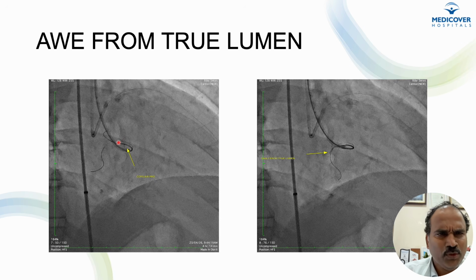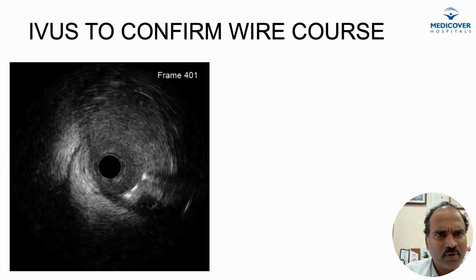And then the true lumen wire was exchanged to Gaia Next 2, after placing, I think this is probably, a Turnpike LP or Corsair. So after placing the Turnpike LP or Corsair into this, the wire was exchanged to Gaia Next 2, and then perforated back into the false lumen down. So you can see that is what I'm doing. This is a Gaia 2 which came back into the false lumen, and then that was confirmed by IVUS.